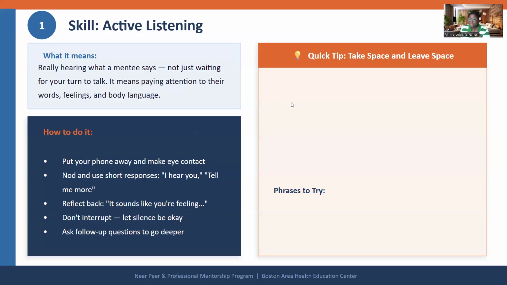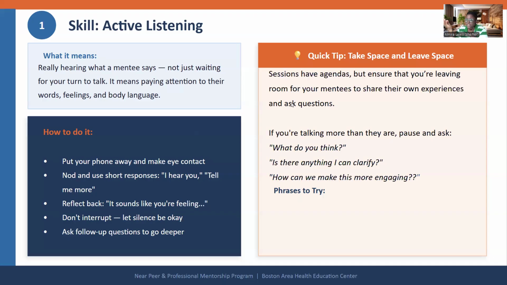So, quick tip, all of the sessions have agendas. Like I said in the first, there will be no point at which you'll be bringing it. There's a mentor playbook that will guide you through every session. You'll have worksheets, links, etc. for every session. But still ensure that you're leaving room for mentees to show their own experiences.